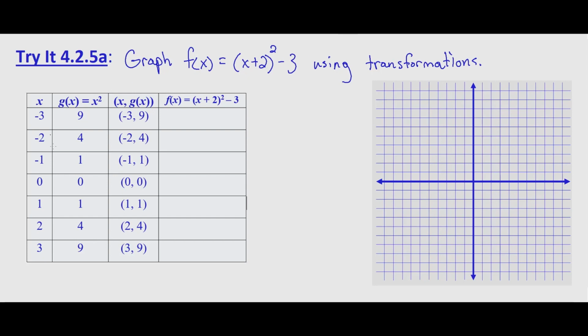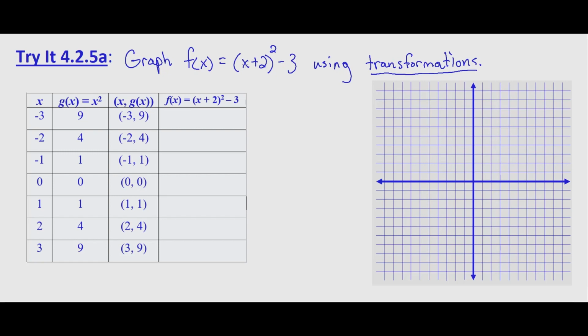I went ahead and made a table using g of x as our parent function, x squared, and then the points that we should know on that parent function. The function equals x squared. We should know these points at this point: negative 3, 9, negative 2, 4, negative 1, 1, and so on and so forth. So using transformations, we want to know what happens to g of x to become f of x, (x plus 2) squared minus 3.